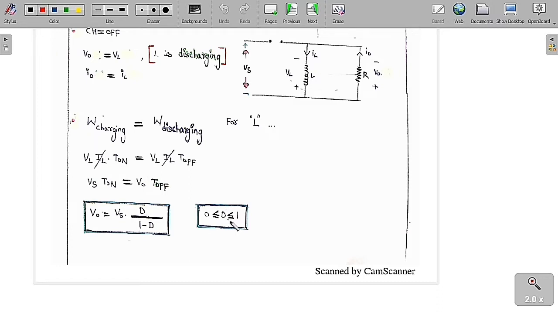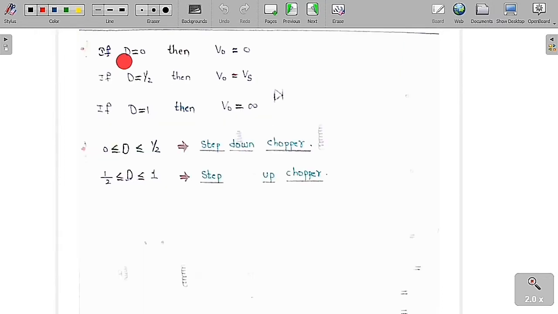This I think I have already told you. So if you substitute D equal to 0, we are going to get V0 equal to 0. If D is equal to half, then we are going to get V0 equal to Vs. If D is equal to 1, then V0 is equal to infinity.